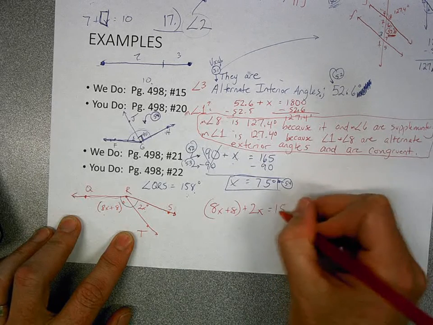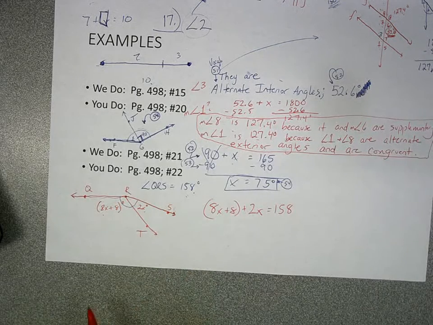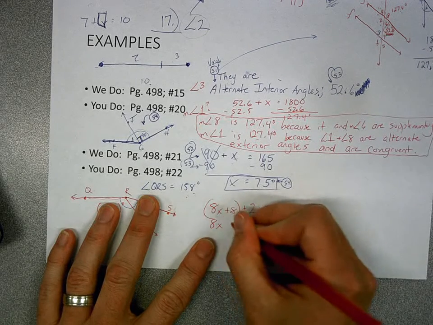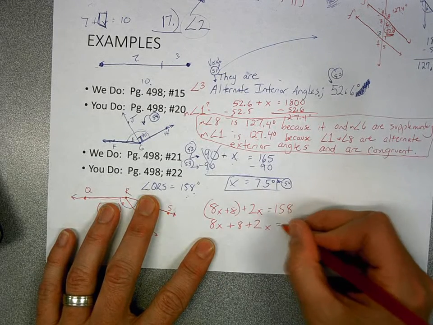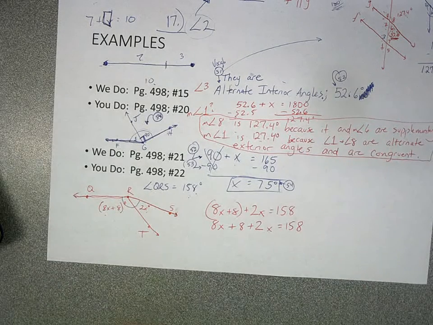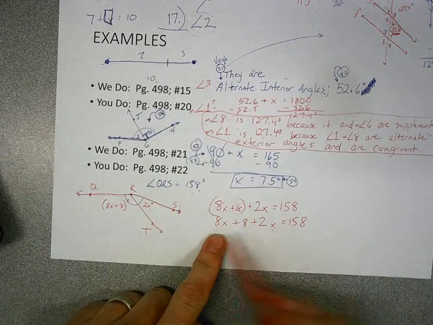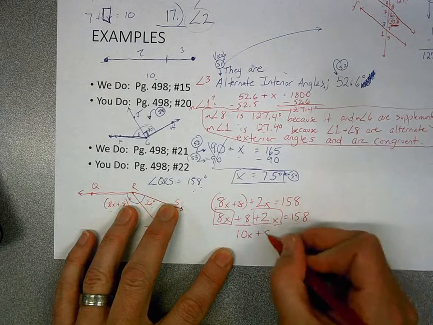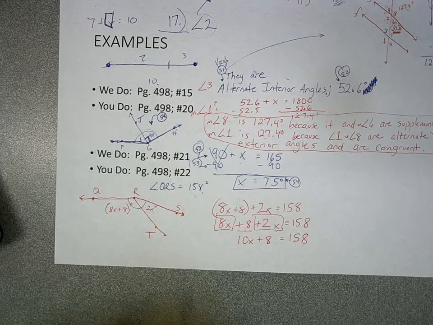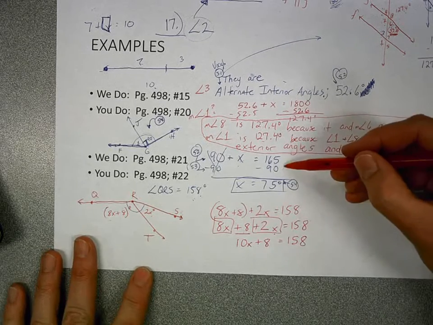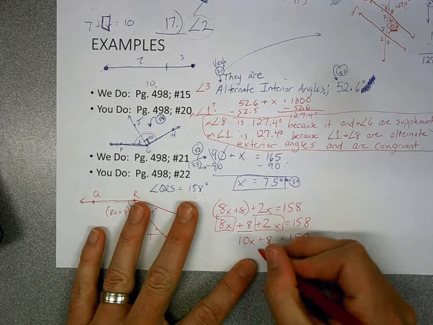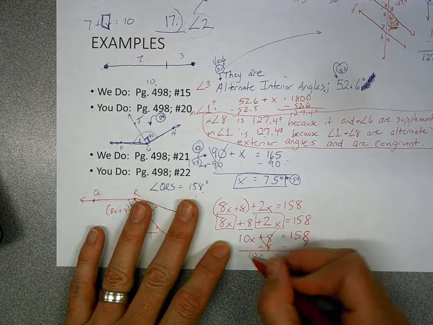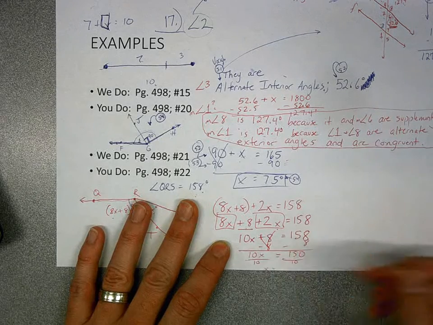Now, everything is positive, everything is addition. That means there's no changing of signs, nothing. All I'm going to do is drop my parentheses. 8x plus 8 plus 2x equals 158. First of all, I'm going to combine like terms on this side. 8x and 2x gives me 10x plus our constant, our 8. So I'm just simplifying that side before I solve. And at this point, I'm doing what we just did up here, but this is a two-step equation. So I'm going to subtract 8 from both sides, and we get 10x equals 150. And if I divide both sides by 10, I get x is equal to 15.